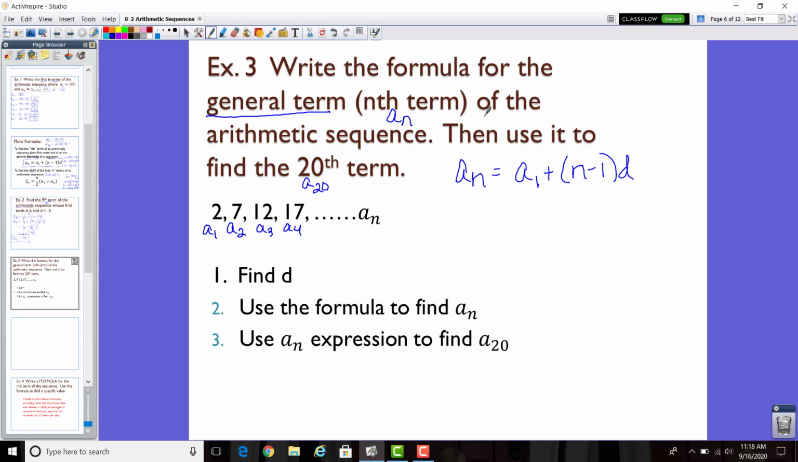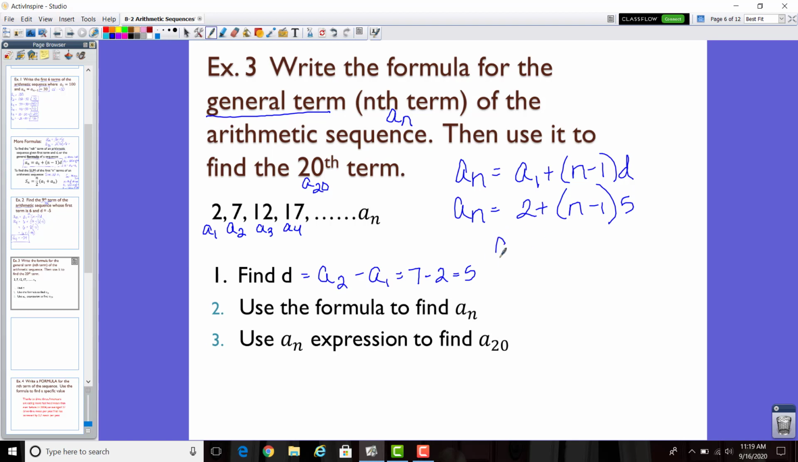Well, the first thing they want me to do is find a sub n. That means I'm looking for the nth term, so n is going to stay n. I need to know what is a sub 1 and what is d. Well, a sub 1 is given as 2. My d is not given, but we know d can be found by taking a sub 2 minus a sub 1. A sub 2 is 7, a sub 1 is 2, so my d value is 5.